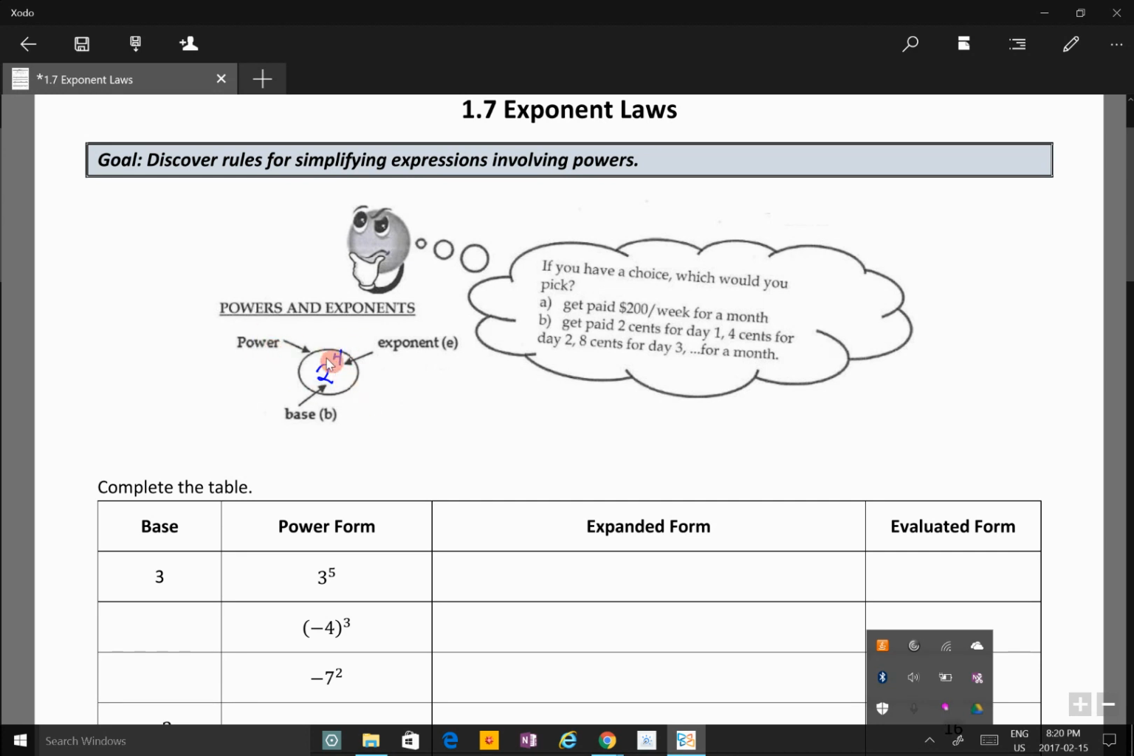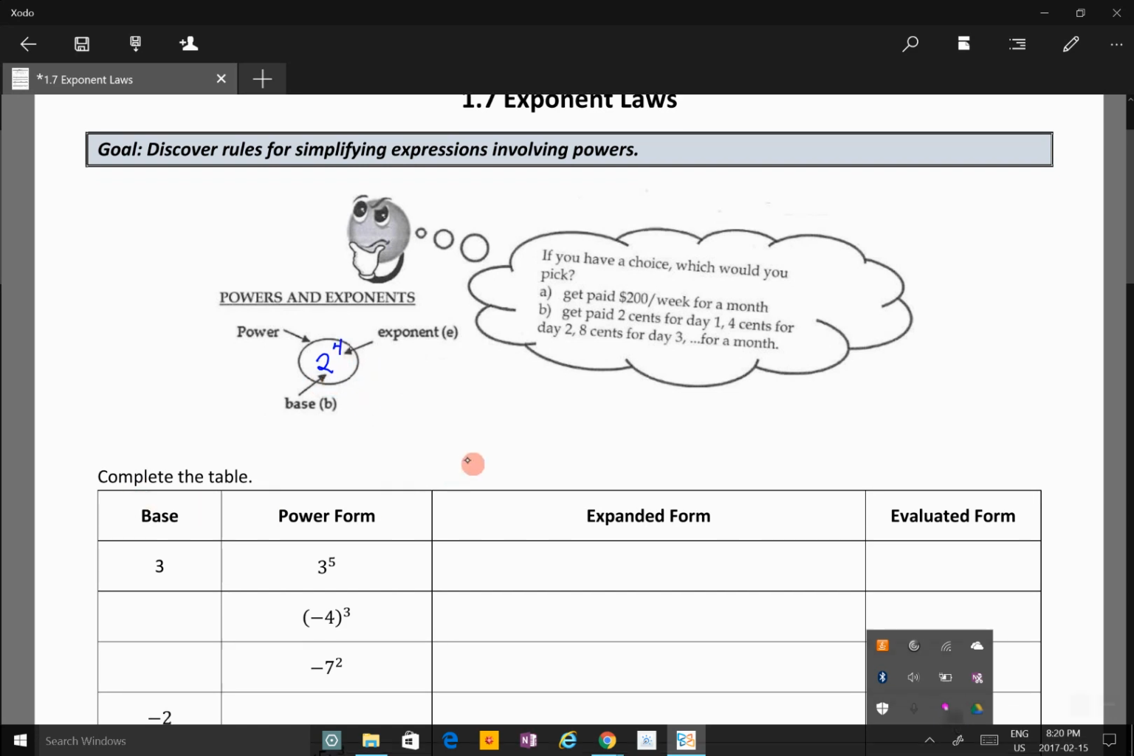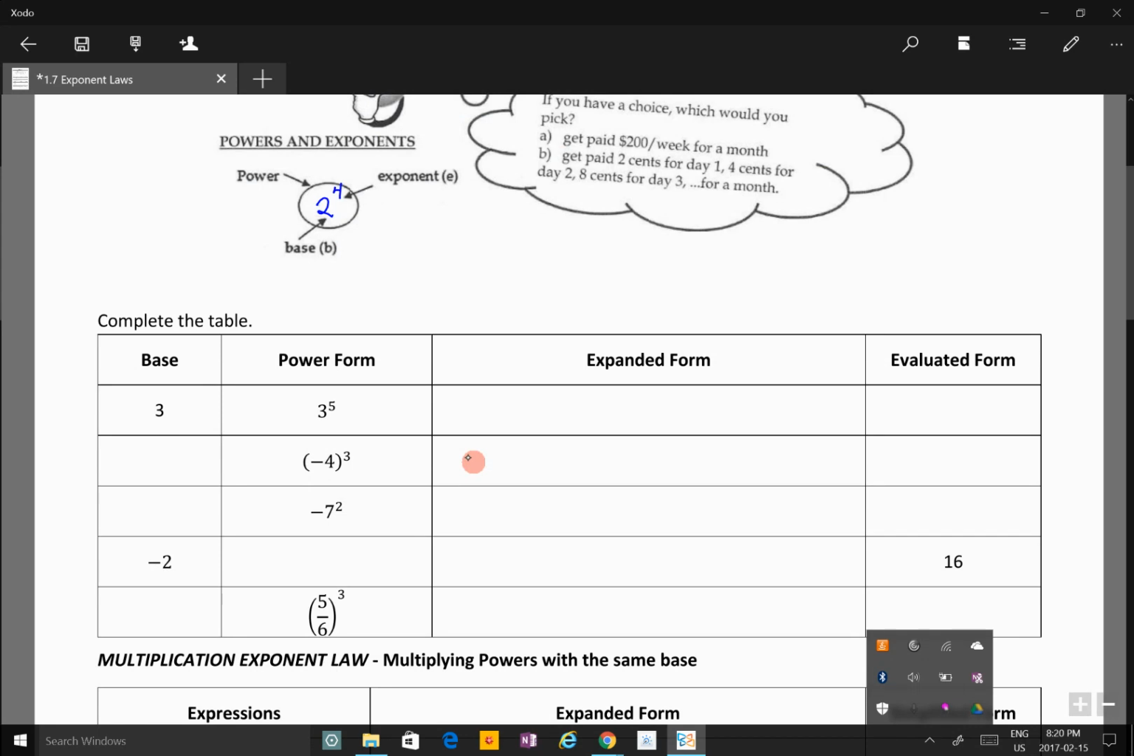Sometimes in everyday language, we say 2 to the power of 4. And that's perfectly acceptable. But in mathematics, we refer to the whole thing as a power. We have a base raised to an exponent 4. Okay, that's how I'm going to read that. So let's complete the table that we have here. Let's look at trying to come up with some rules.